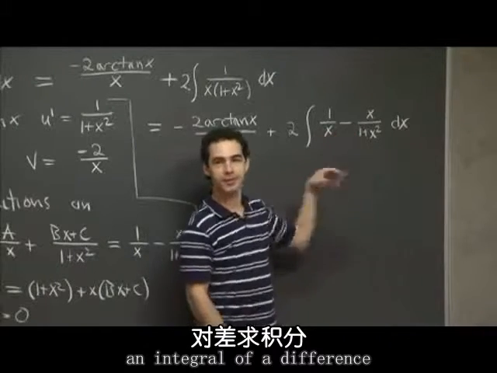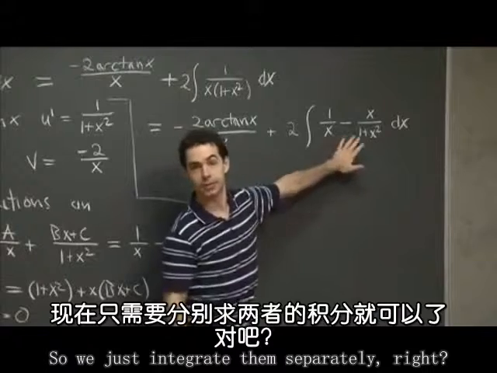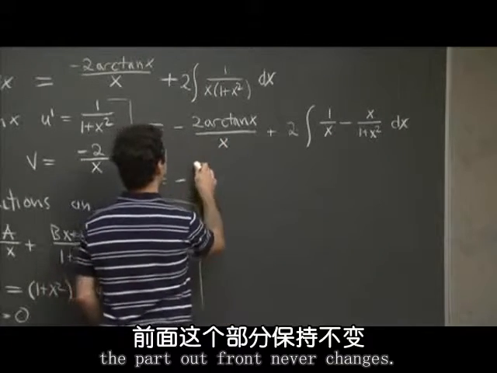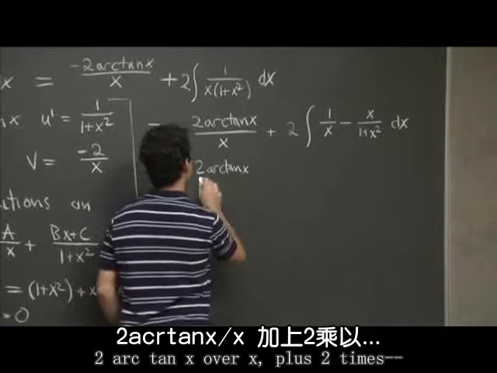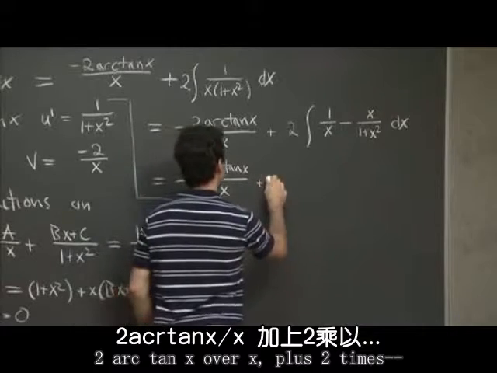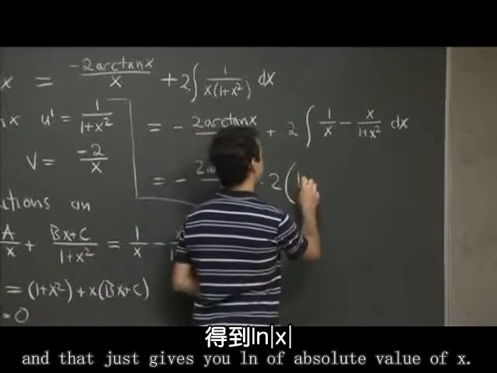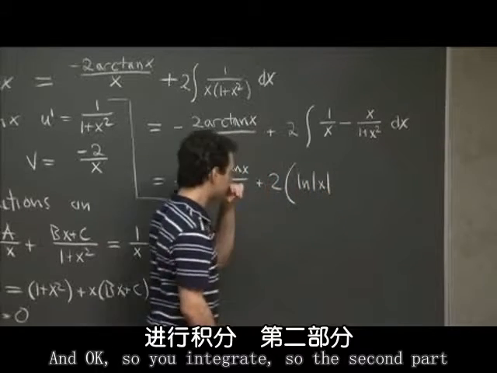OK, and now using the properties of integration, this is a difference of two. An integral of a difference is the difference of the two integrals. So we just integrate them separately, right? So this is equal to, so the part out front never changes, 2 arctan x over x plus 2 times, OK, so you integrate 1 over x, and that just gives you ln of absolute value of x.